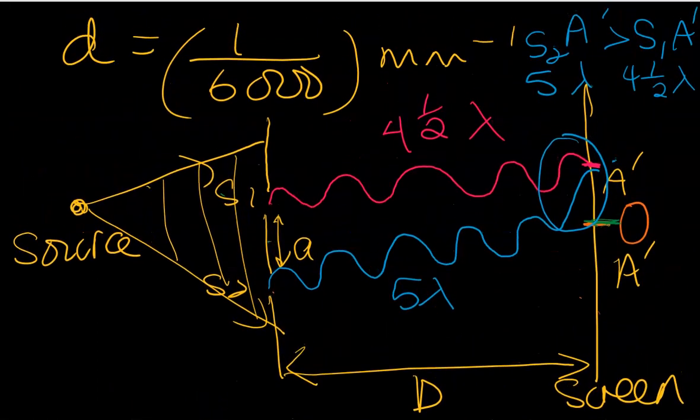Let's go back to the question. Here you will find that S2A prime differs by half a wavelength. So at A prime, I would have destructive interference. In the same way, at the bottom I would have S2A prime be 4.5 and S1A prime be 5. So I would have a difference of half a wavelength, which is why on either side of the central maximum, my zeroth order, I will have darkness, which is destructive interference. So A and A prime represent the positions on my screen of dark fringes. And because they are the first set of dark fringes, I call them the first order destructive.